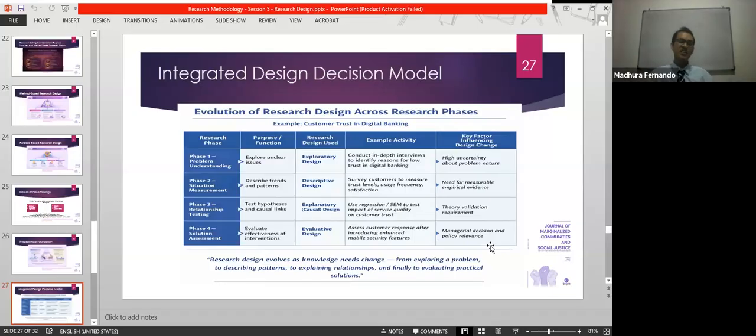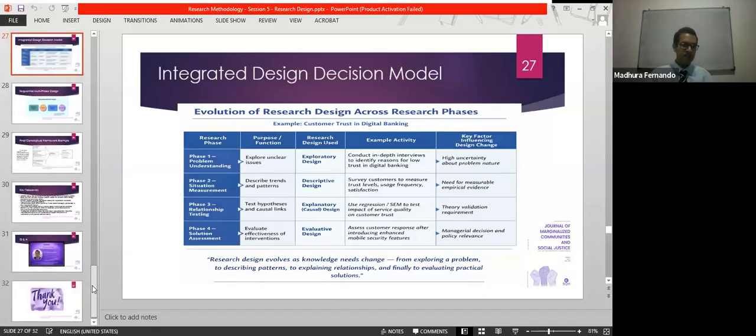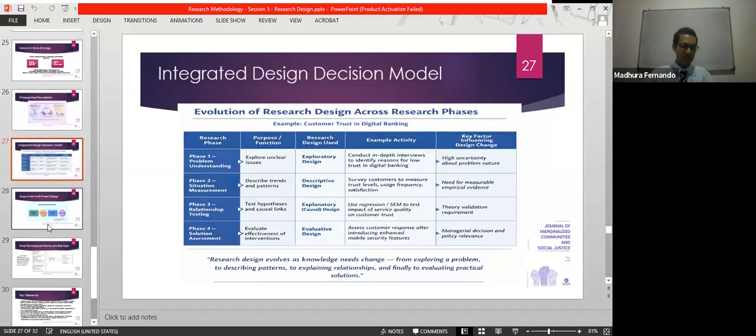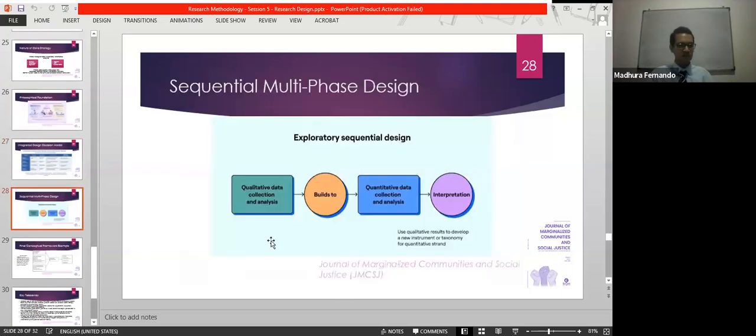So these are the utilities of the 4 different designs. I think this is very comprehensive. You can get an overall idea about today's lecture with this table, and there are a few more slides. Okay, I took my time because I wanted to explain everything for your benefit. That's why, yeah. Sequential multi-phase design.